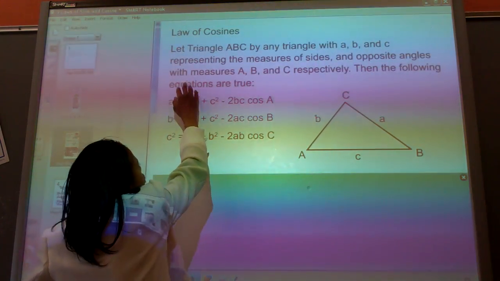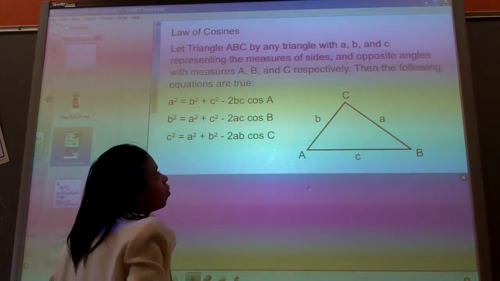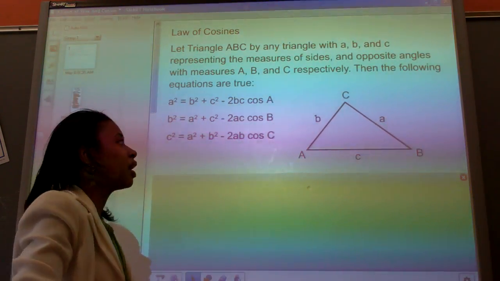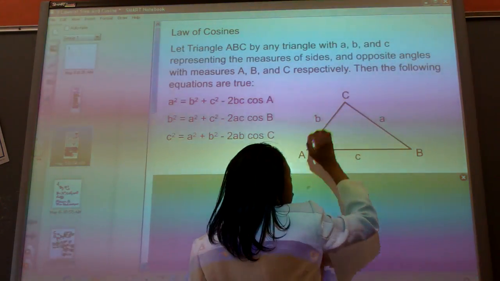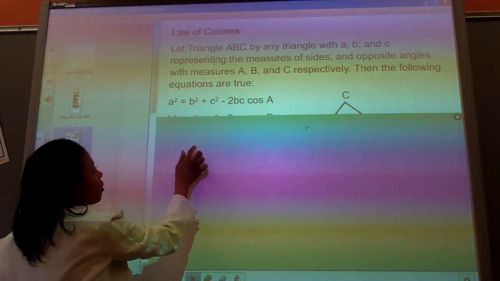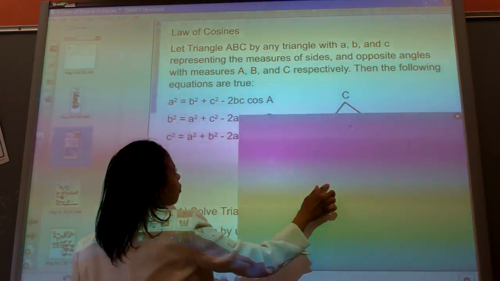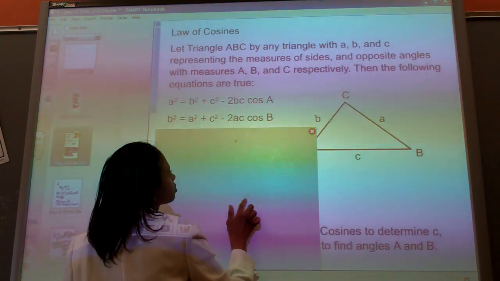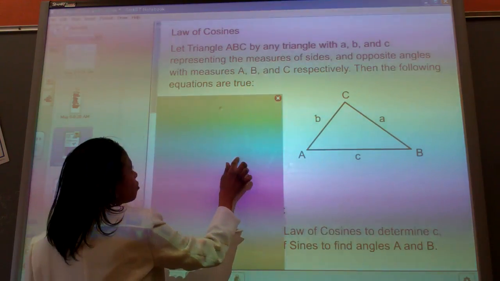Now, let triangle ABC be any triangle where lowercase a, b, and c are all the side lengths, and capital A, B, and C are the angle measures. When that's true, there's a couple of things we do. I'm going to back this up and over here. Actually, let's go this way. This may throw you off just a little bit.